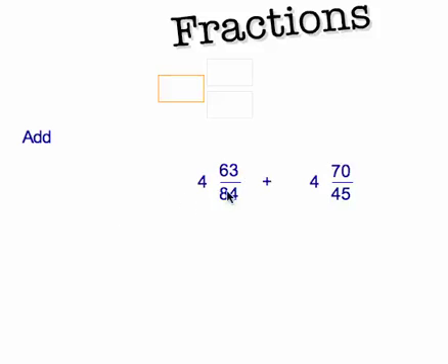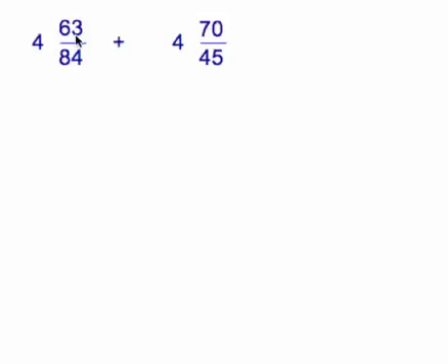Add 4 and 63/84ths plus 4 and 70/45ths. All right, so let's go and solve that. So we have 63 over 84.